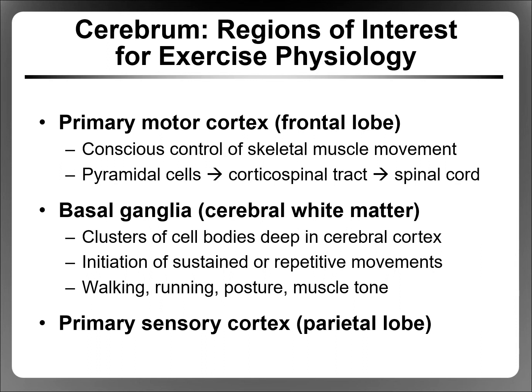Our cerebrum also holds our basal ganglia, which is our cerebral white matter. These clusters of cell bodies lie deep in the cerebral cortex. They are going to initiate sustained or repetitive movements like walking, running, posture control, and muscle tone. Our cerebrum also contains our primary sensory cortex as part of our parietal lobe.